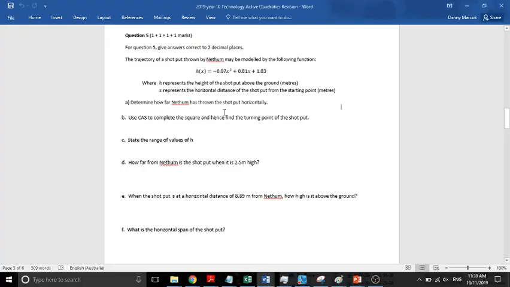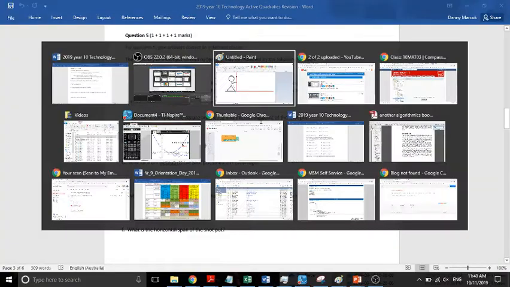For this next question, we're looking at someone called Nitham who's doing shot put. It's saying that we've got a height, h is our height, x is our horizontal distance from where it starts, and then we've been asked to do a whole bunch of other things here. So if you don't have a picture, draw one. Here's one I prepared earlier.